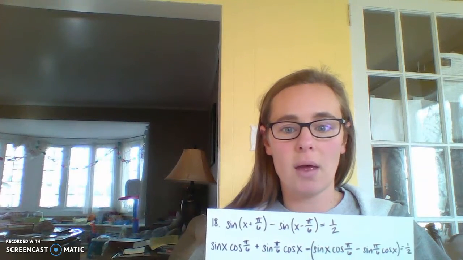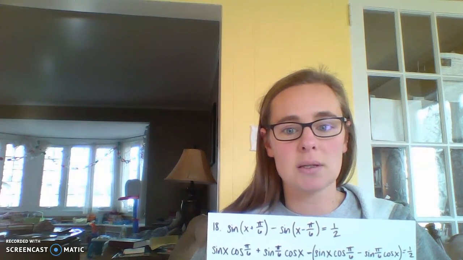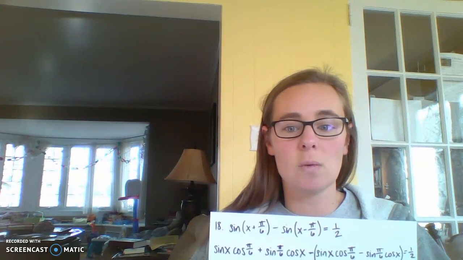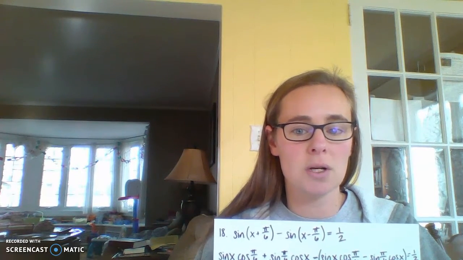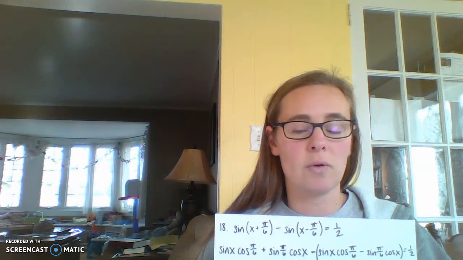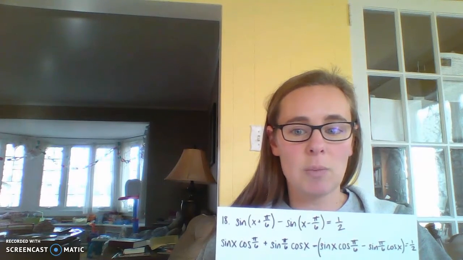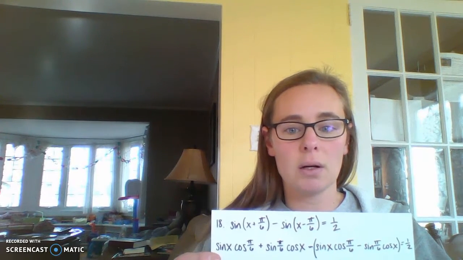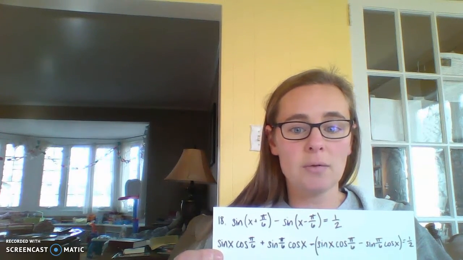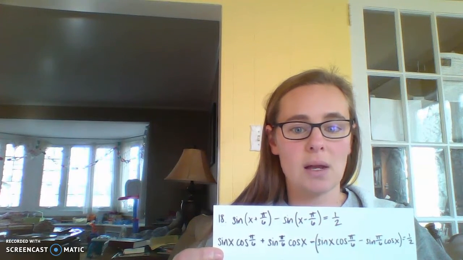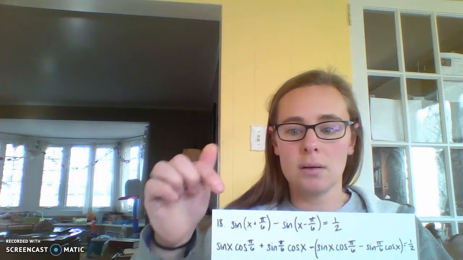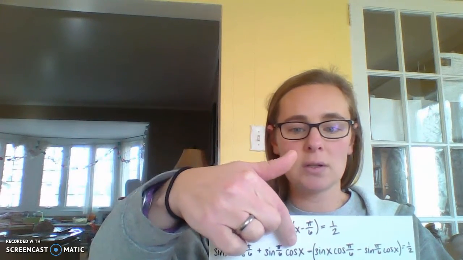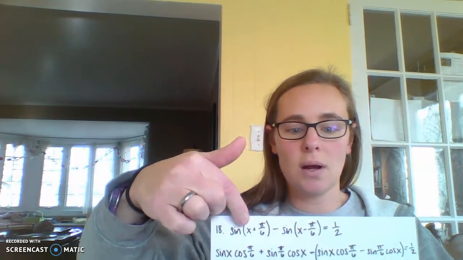So 18 here, we have sine of x plus pi over 6 minus sine of x minus pi over 6 is equal to 1/2. That equal to 1/2 right there is what tells us it's a conditional trig equation. We want to find out when this is true, for what value of x. So I went ahead and expanded it using our sum and difference properties. So sine of x cosine of pi over 6 plus sine of pi over 6 cosine x for this first one right here, and then subtracting.